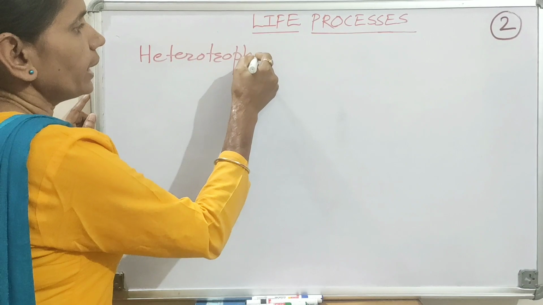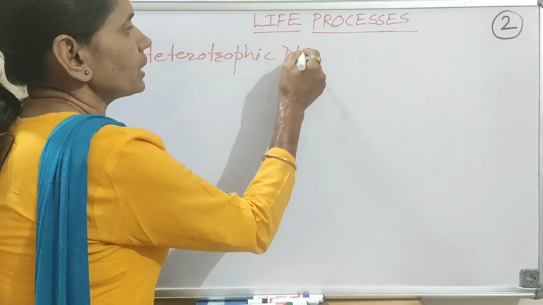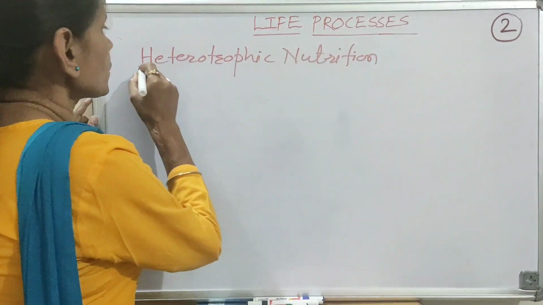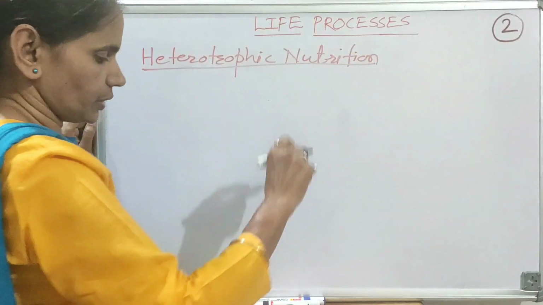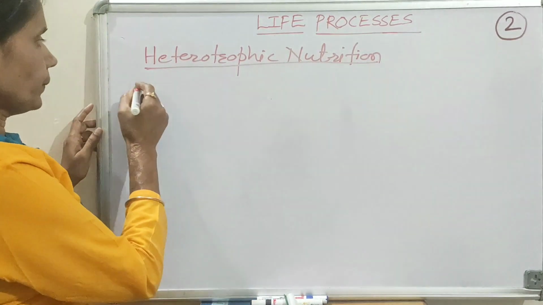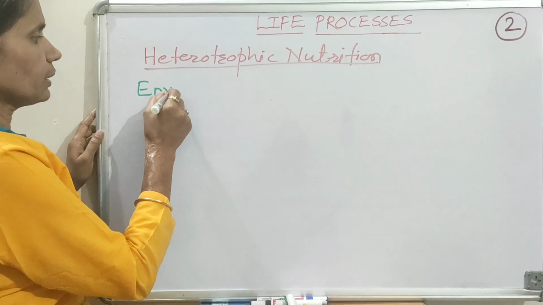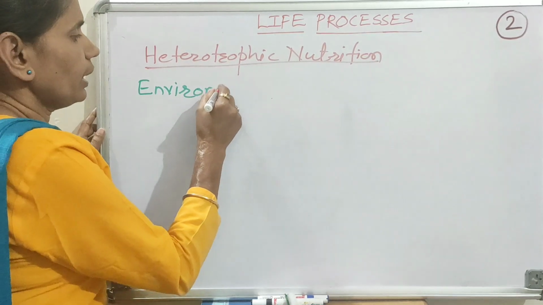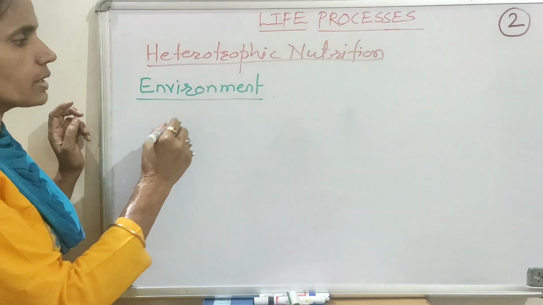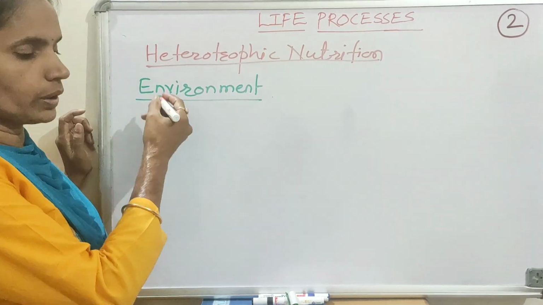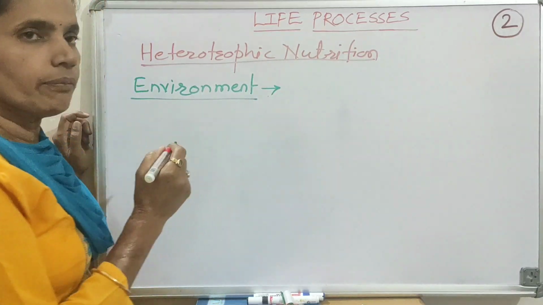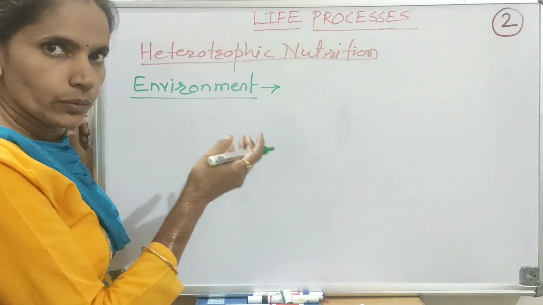Now as you know, different organisms obtain their food by the process of heterotrophic nutrition. These different organisms are adapted to their environment. Naturally, they belong to different environments, so there is a great effect of environment on this food. Similarly, these organisms differ in the type of nutrition.